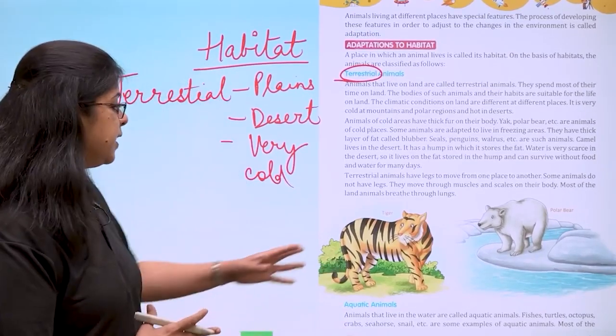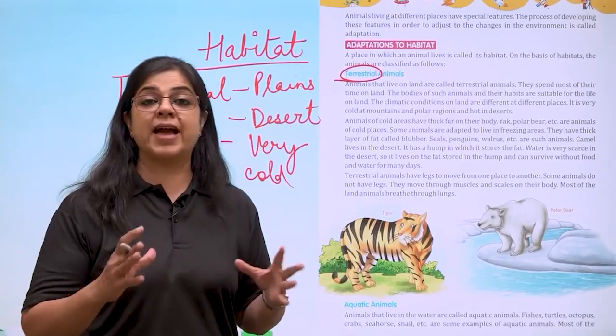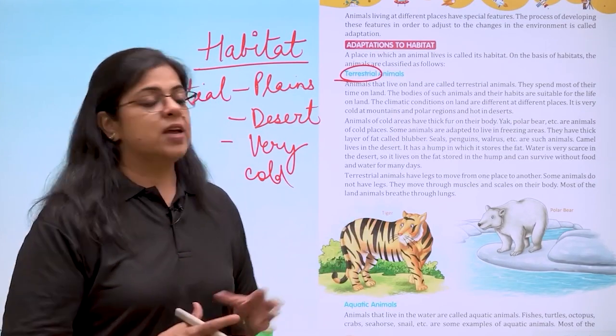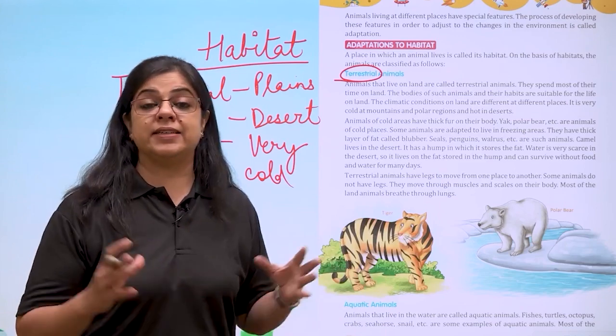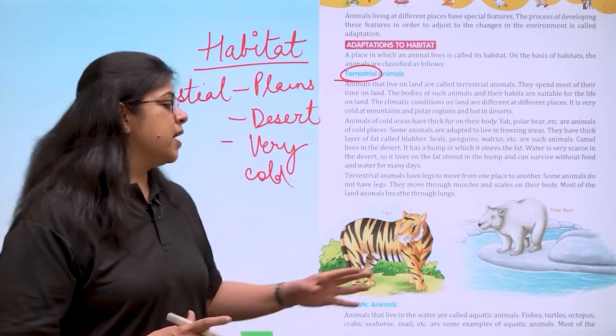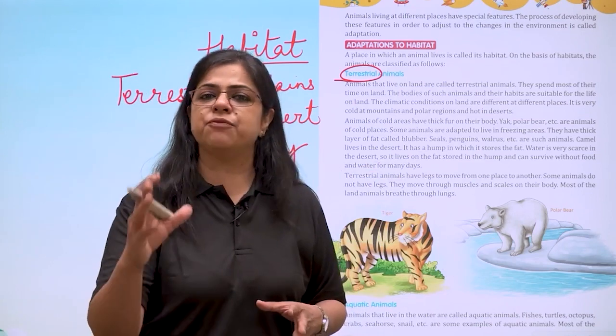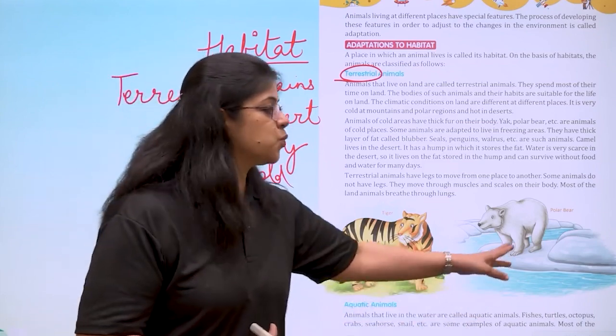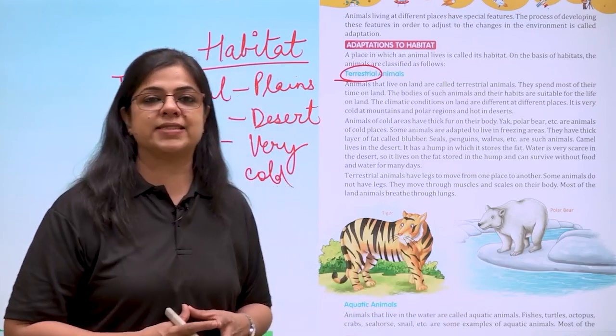So if you see the picture of a tiger, it usually lives in areas which have got dried grass. तो टाइगर की स्किन के साथ ड्राई ग्रास आपस में मिक्स हो जाती है. Similarly, a polar bear lives in very cold areas which are always covered with ice. A polar bear is white in color and so is the ice.